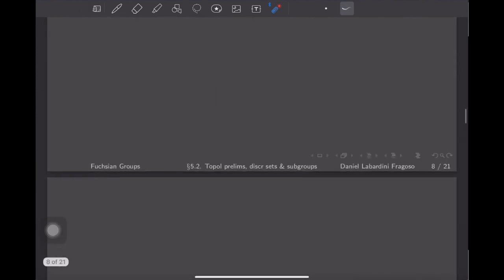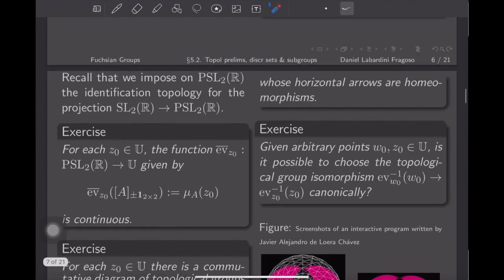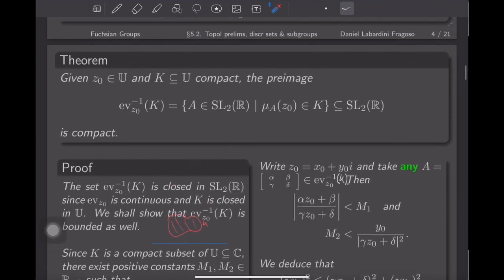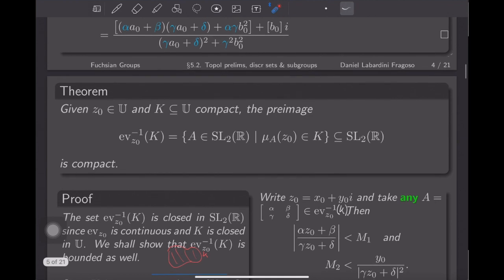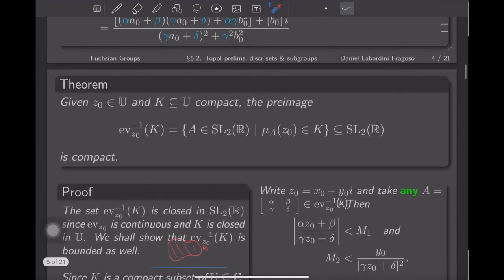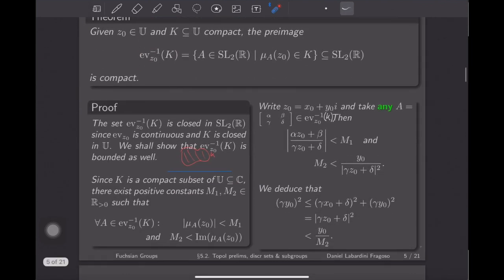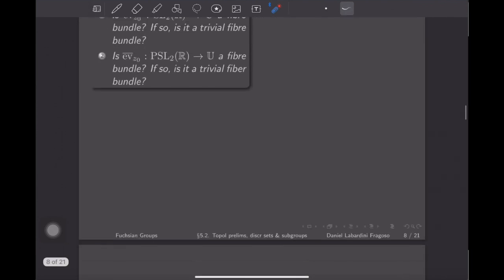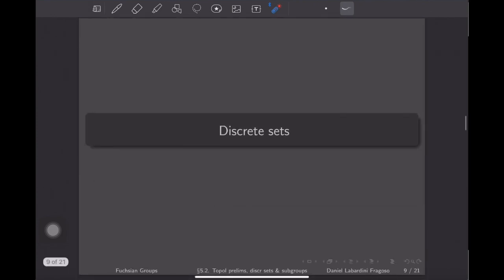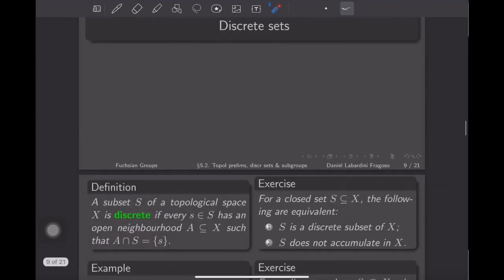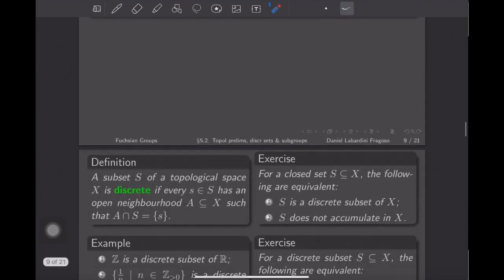But okay, this was just a topological preliminary, and what matters is that these evaluation maps at any given arbitrary point of U are proper maps, right? So the inverse image of a compact set is always compact. That's going to play a role. A bit more topological preparation, and it's about discrete sets.